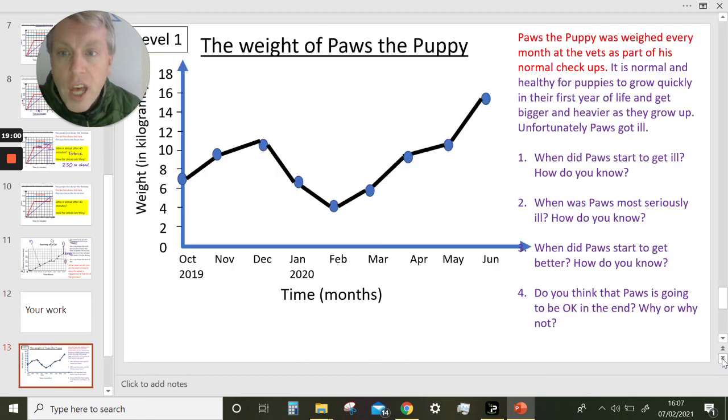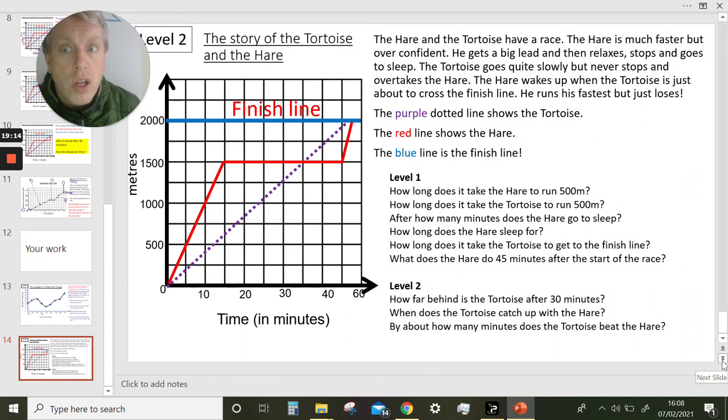Then we've also got some of your work. We've got something a bit like the one we did before with Elf and Buddy. We've got the weight of Paws the puppy, and we've got some questions for you to think about for that. And then we've got some harder questions about the story of the tortoise and the hare. Try your best on the level 2. They're tricky, but you will be doing that quite a lot more in year 5 and year 6 as well. So don't stress if it's tricky. Give it your best go.